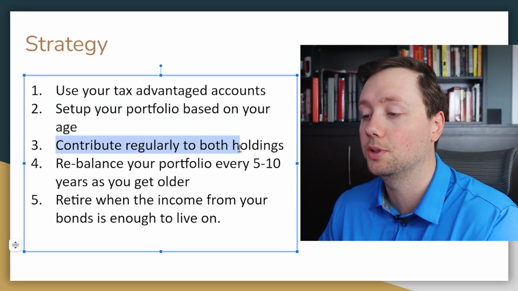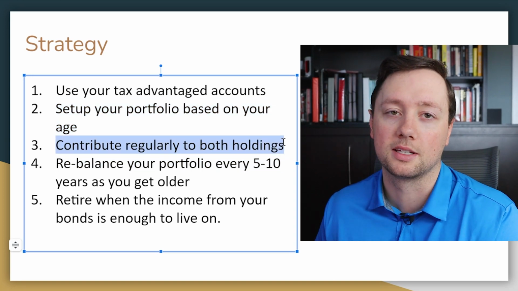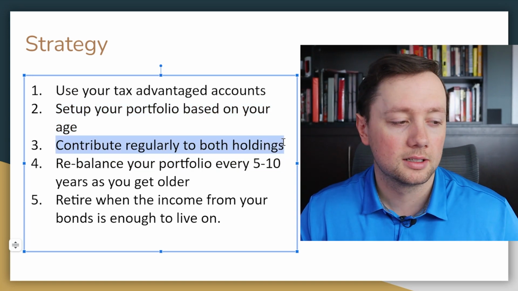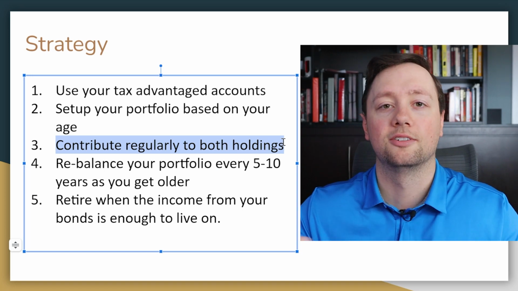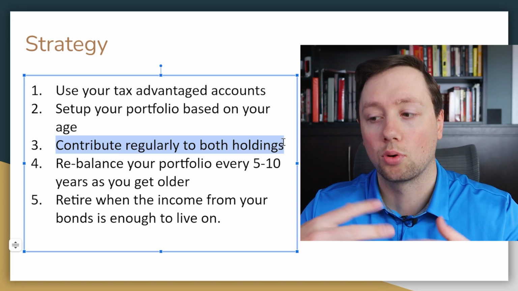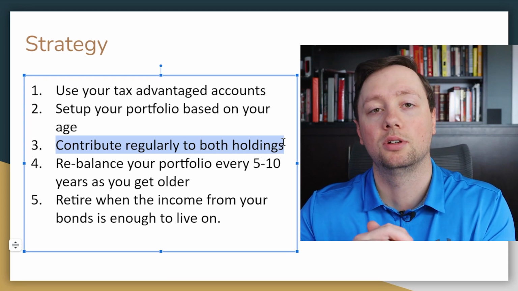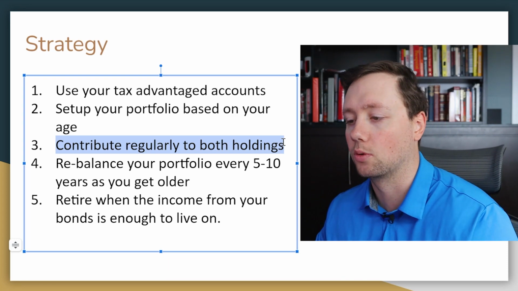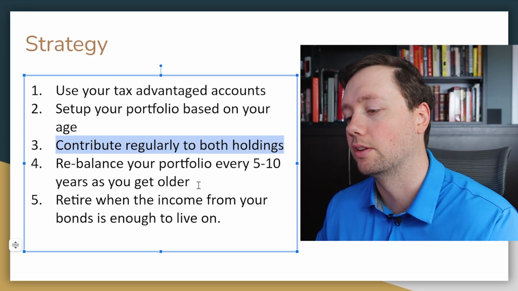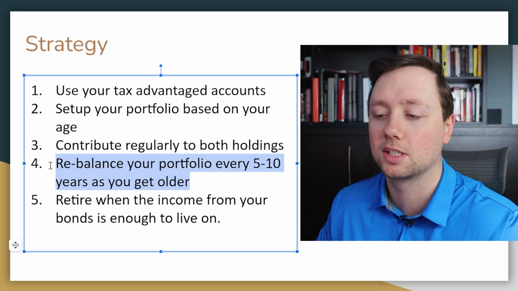And then you need to contribute to that portfolio on a regular basis. Let's say that you bring in $10,000 at the end of the year. You divide that $10,000 up by the portion that you had just decided in step two here, and you invest that money right away on a continuous basis. And then you rebalance that portfolio every 5 to 10 years.